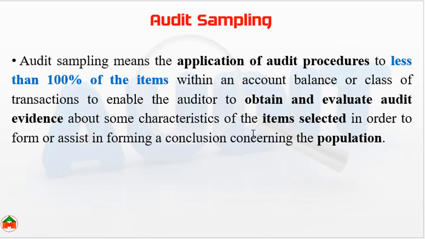That means from the whole items or whole transactions or whole accounts, if the auditor selects items less than 100%, then that type of procedure of selecting less than 100% items is considered as audit sampling, and this audit sampling can be used at the time of audit procedure for forming the opinion about the population.